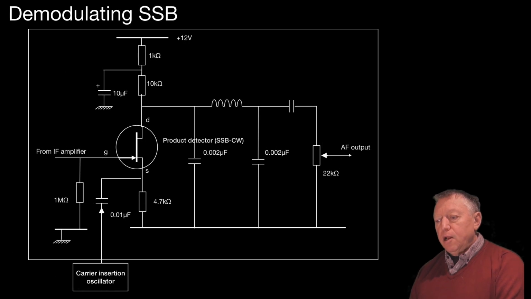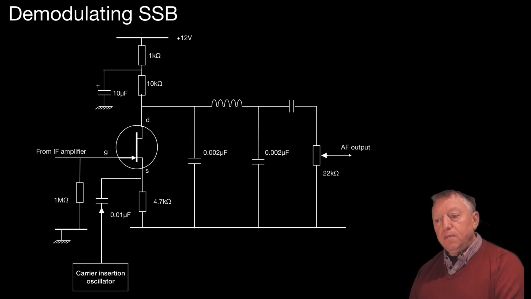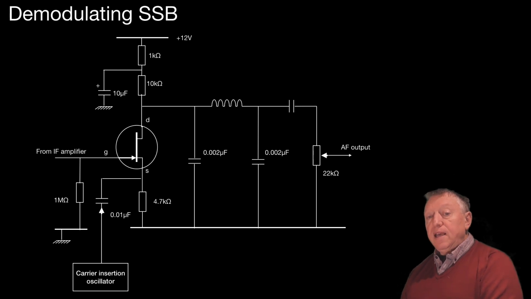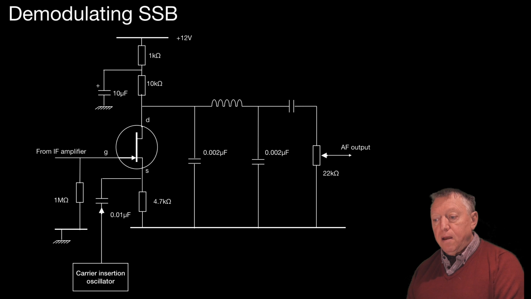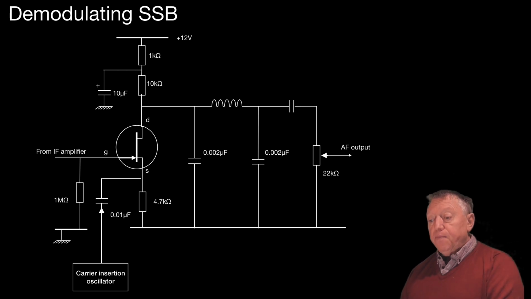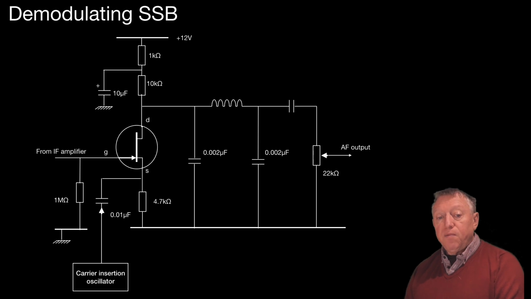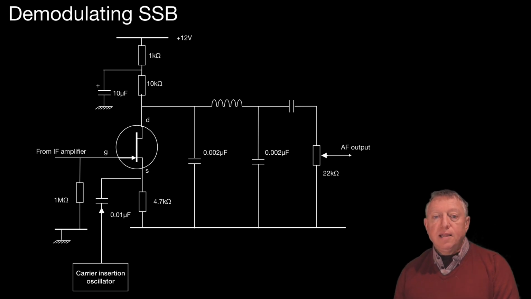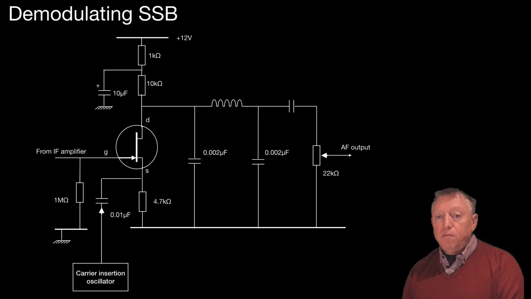So there we are. This is the example given in the book Advance, and it's an FET product detector. You can see on the left, from the IF amplifier going into the gate of the FET, is the IF signal. Coming in from the bottom, from a block, is the carrier insertion oscillator, and coming out on the right hand side is the AF signal. So the product detector here takes the IF, mixes it with the carrier insertion oscillator, detects it, and gives us AF.